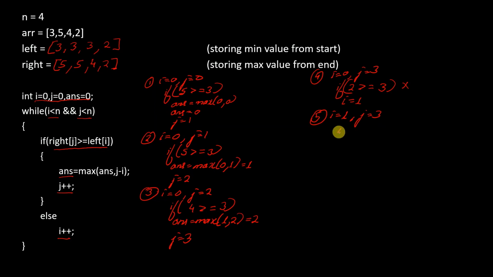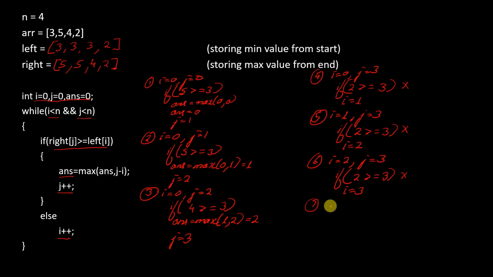So we will check the condition. If right of 3, that is 2, is greater than or equal to left of 1, which is 3. So this condition is false. We will update i as 2. So now i is equal to 2 and j is equal to 3. We will check the condition again. Right of j, right of 3 is 2, is greater than or equal to left of 2, which is 3. So this condition is false. So we will update i as 3.